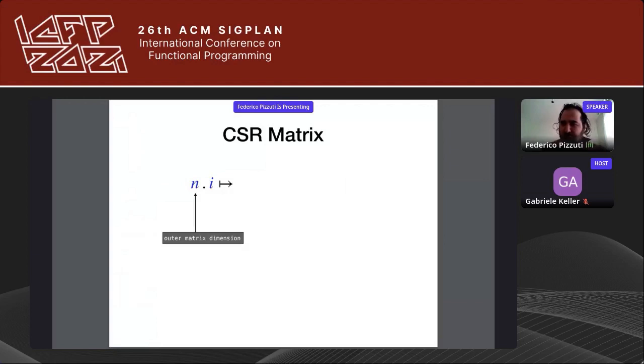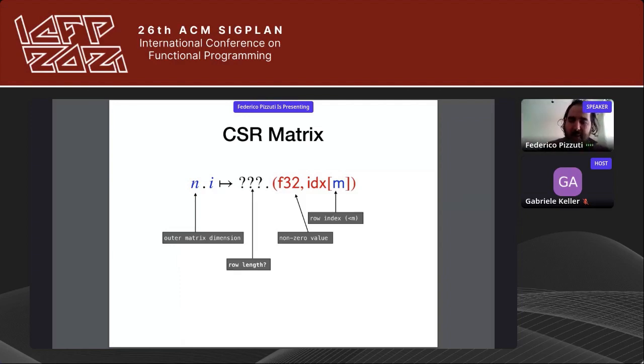So what if we wanted to express this kind of shape with the types we currently have? Well, it's going to be a matrix. So we have an outer matrix dimension. There's going to be some kind of position-dependent array. We know that much. We know the element type. We can zip the column index and the values together. So we can say we're going to have the float, which is the non-zero value, and some index bounded up to m, which is the column index, because it's never going to go over m, the column of the matrix. But what can we put there, right? How do we express this?